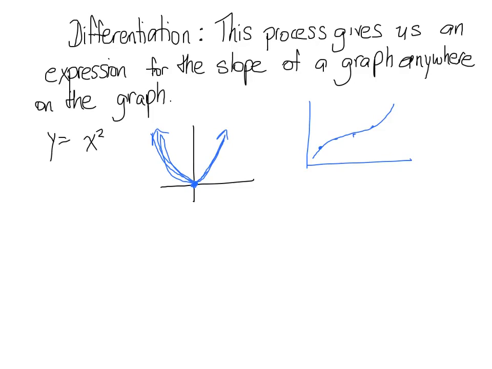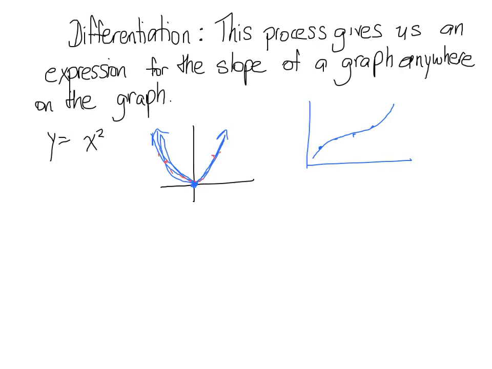All right, so my argument is this. We can find the slope of this graph anywhere on the graph. As you can see, the slope is positive on that side. It's negative on that side. And it's constantly changing as you're moving through the graph. So how do we find the slope? Well, we have to differentiate or find the derivative. All of these things are the same thing.